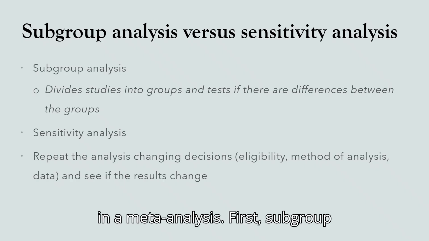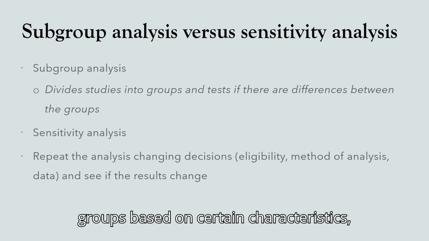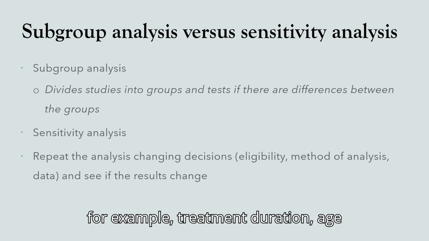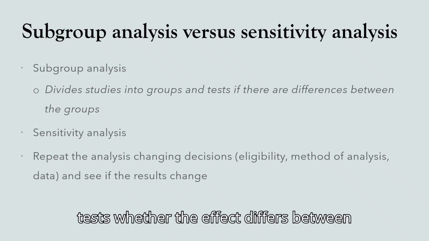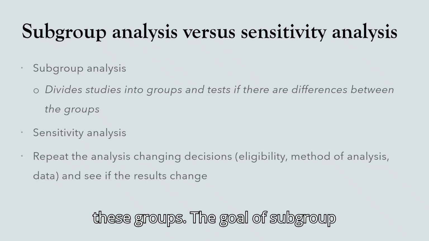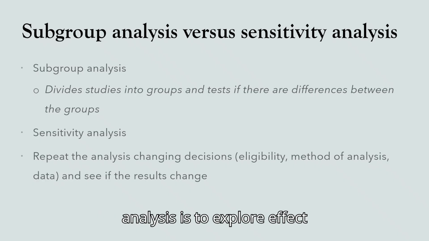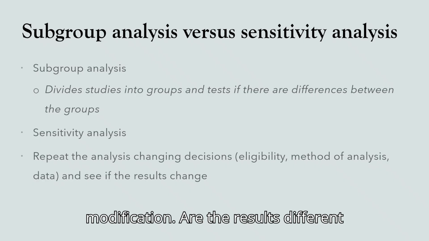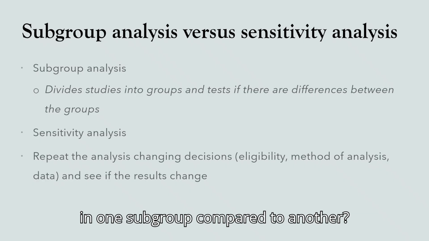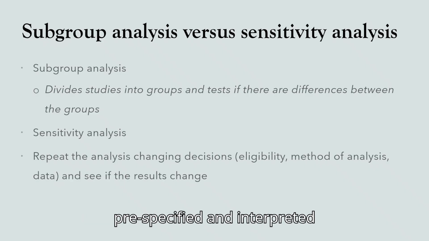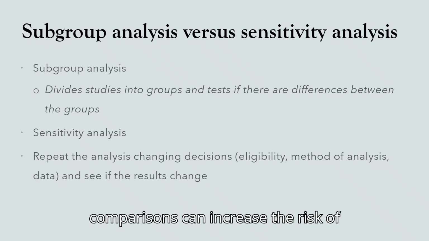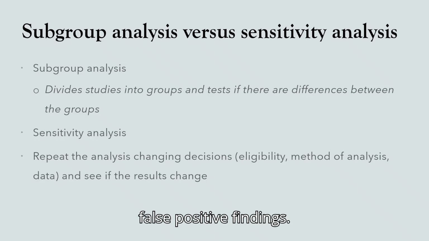First, subgroup analysis. It divides studies into groups based on certain characteristics, for example, treatment duration, age group, or study quality, and then tests whether the effect differs between these groups. The goal of subgroup analysis is to explore effect modification. Are the results different in one subgroup compared to another? However, subgroup analysis should be pre-specified and interpreted cautiously because multiple comparisons can increase the risk of false positive findings.